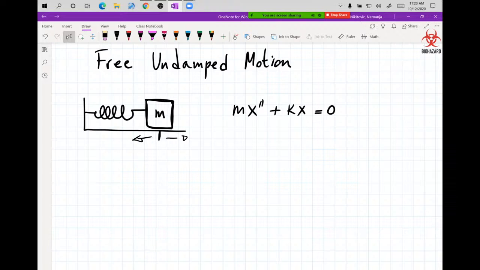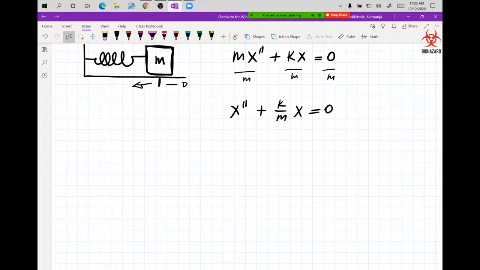Now, to solve this problem, we divide everywhere by m, because we want that coefficient in front to be 1. We get x'' plus k over m x equals 0. For simplicity, it doesn't look like it simplifies the problem, but it actually does, so you have to wait for it. We'll say omega 0 is equal to the square root of k over m. If you do this substitution, your equation becomes this.